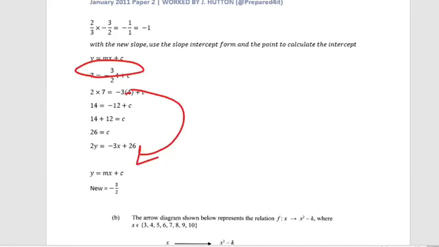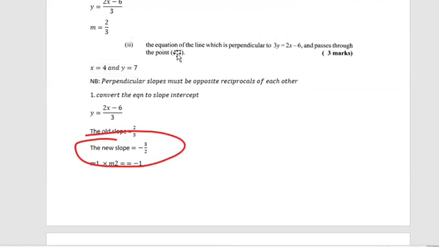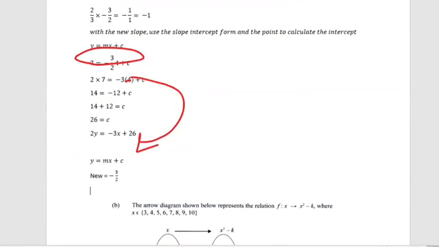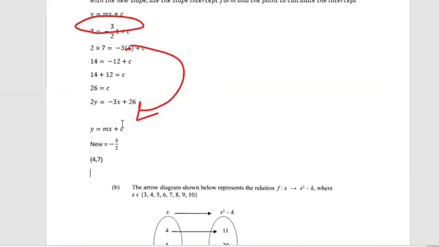Now remember, the question stated that this new line you're going to draw passes through the point 4 and 7. Whenever coordinates are given, the x coordinate is always written first, followed by the y coordinate. So now we're inputting all of this into the equation. Our y value would be 7.